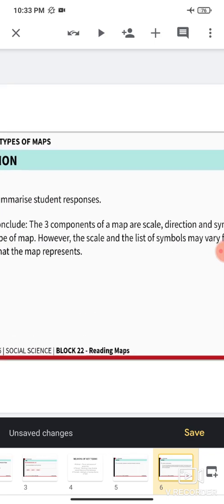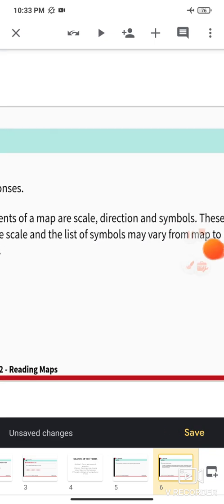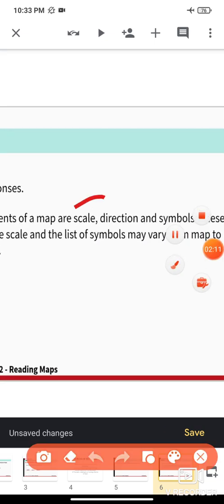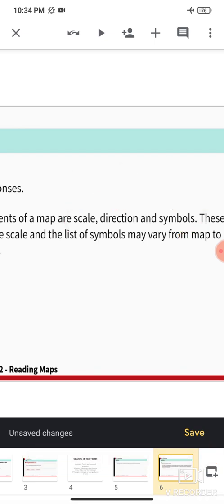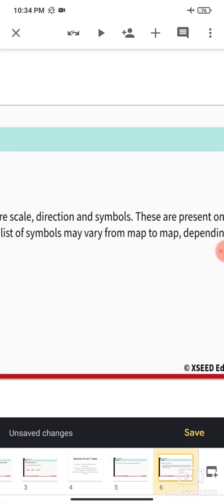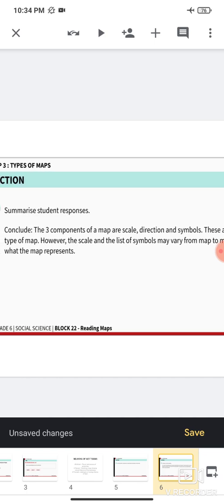The three components of a map are scale, direction, and symbol. Please don't forget these three, very important. Scale, direction, and symbol. Please keep that in mind. These are present on every type of map. Every type of map you come across will have the scale, the direction, and the symbol.